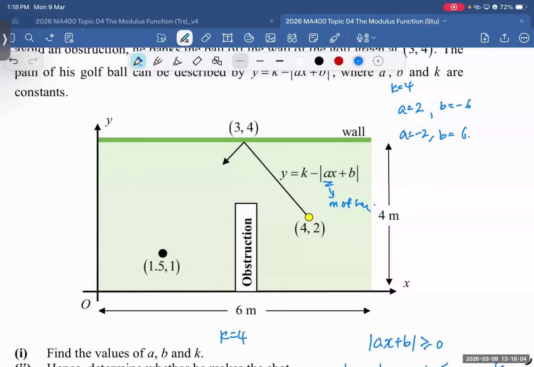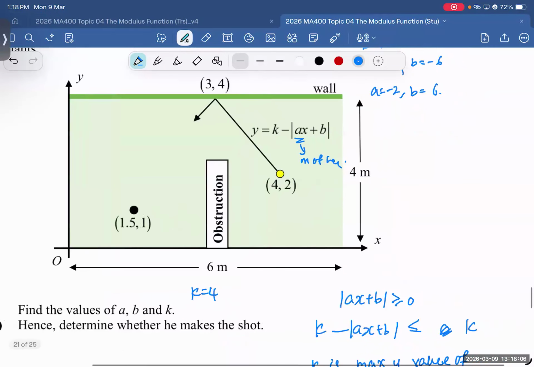Okay, so what to say? Okay, you look at the board. It's a flip. Yeah, it's a flip, because of the negative modulus.